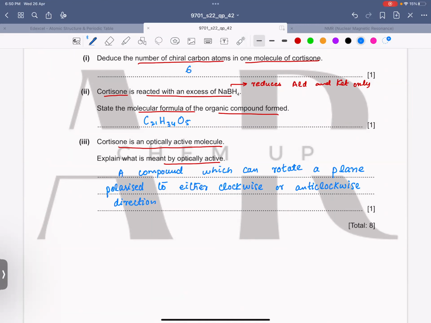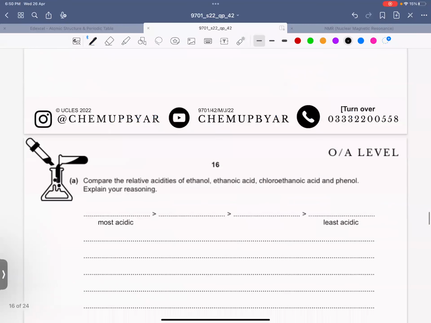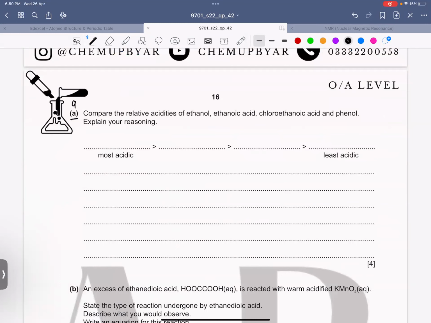There are so many questions in this paper. Okay. So it is question number 9. Compare the relative acidities of. Sir, question 8. Okay, sorry. It's question number 8. Yeah. Compare the relative acidities of ethanol, ethanoic acid, chloroethanoic acid and phenol.